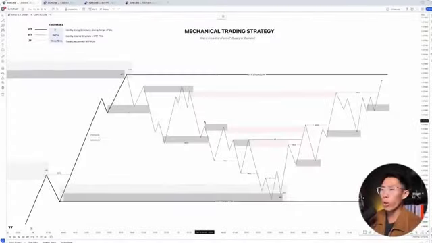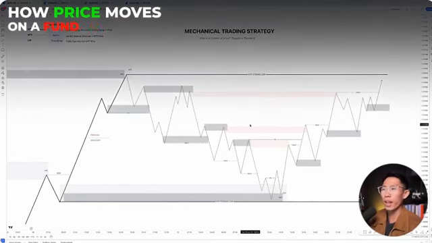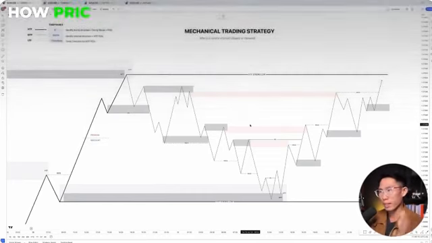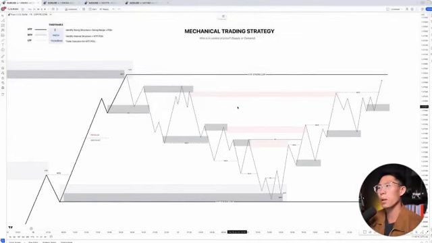So what you see on the screen right now is basically how price actually moves on a fundamental level. And I know it might look very complex and confusing right now, but don't worry, I'm gonna go through step by step and dissect this entire chart diagram for you.